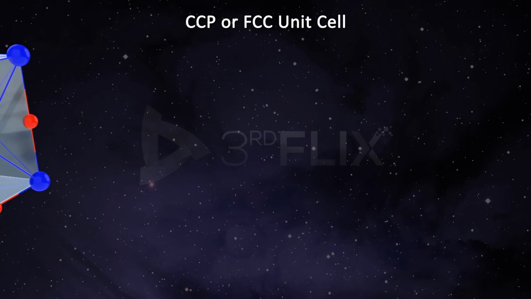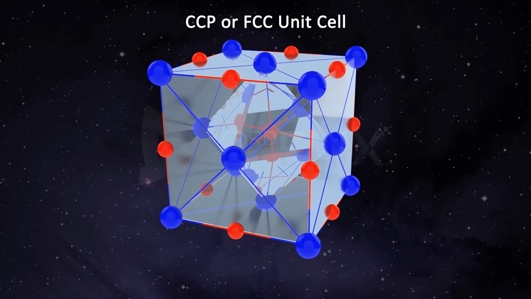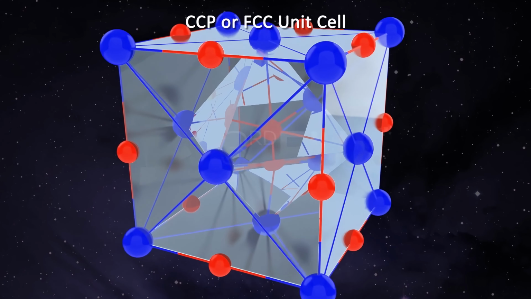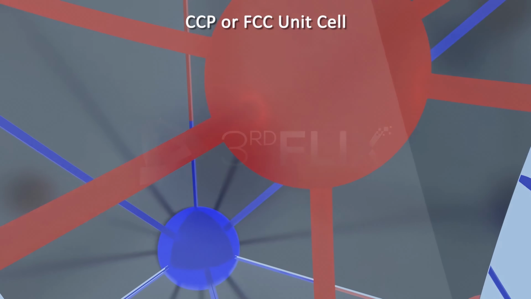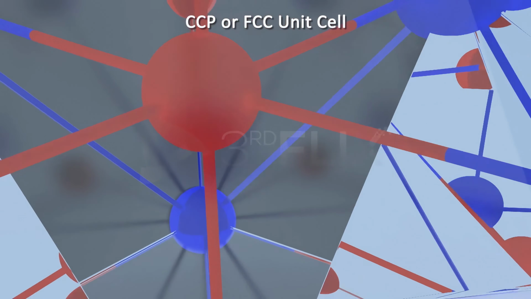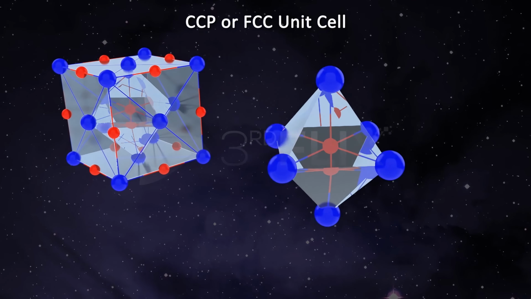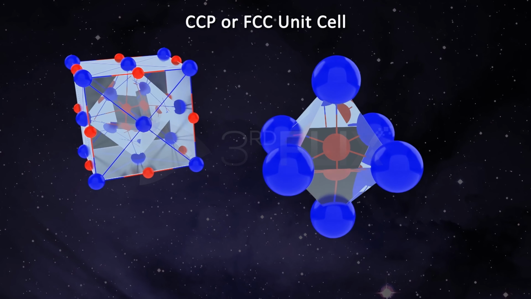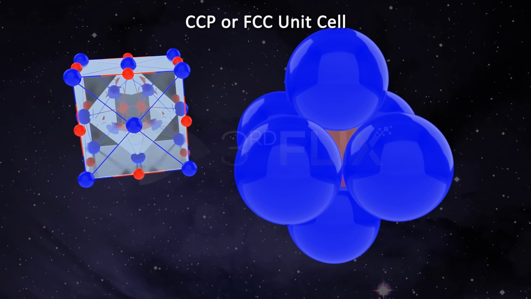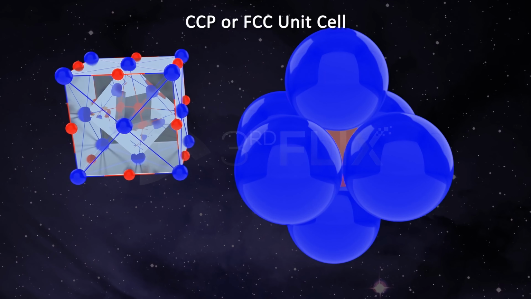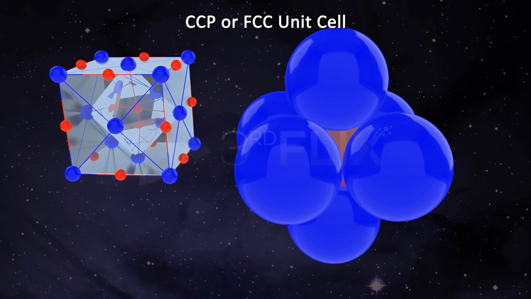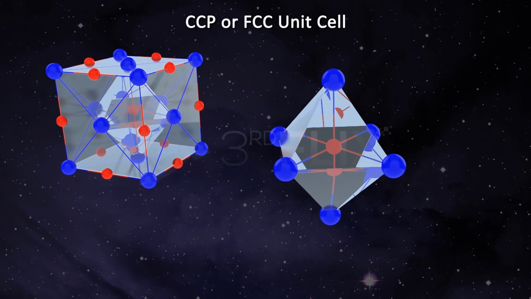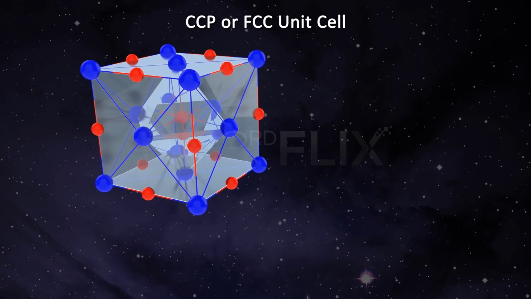Let us now locate an octahedral void in the CCP or FCC unit cell. The body center of this unit cell shows that it is surrounded by 6 spheres at the center of each face. If these 6 spheres are joined, we get an octahedral void. This octahedral void contributes completely to this unit cell and is not shared by any other unit cells.